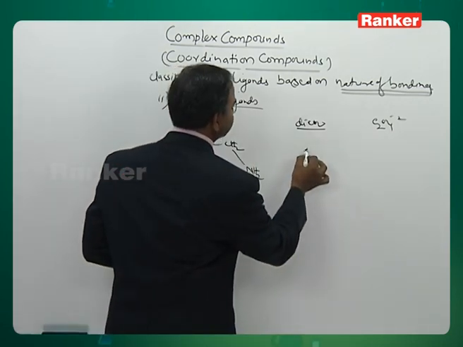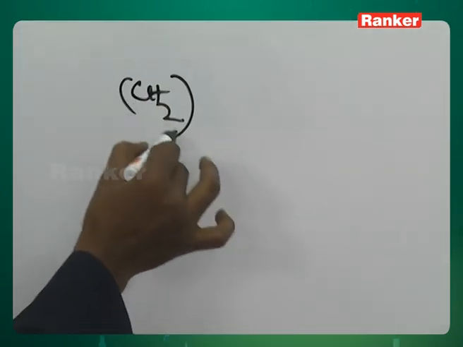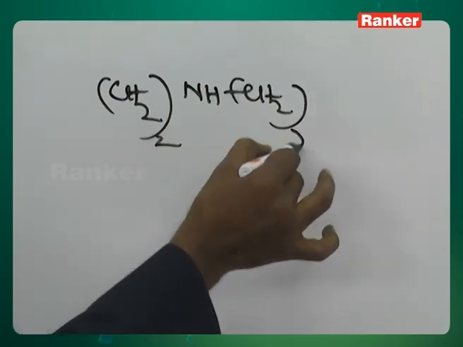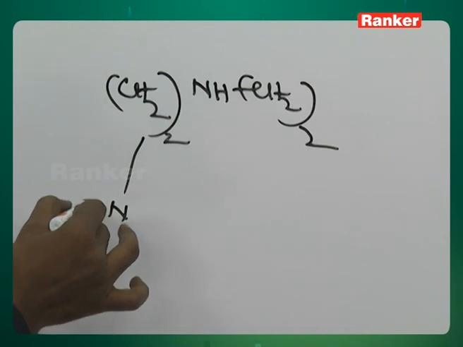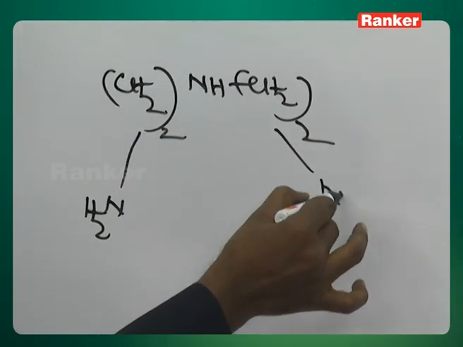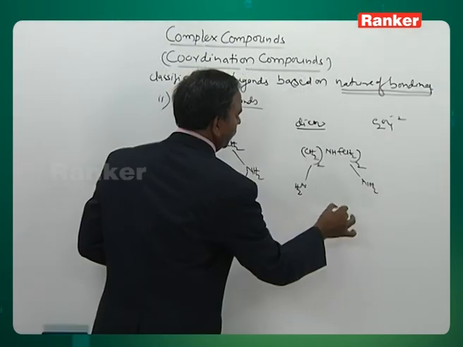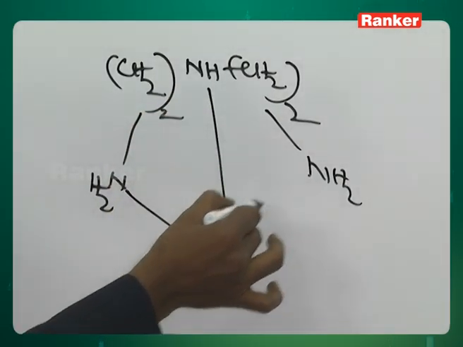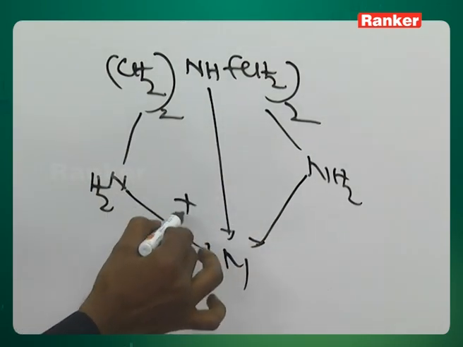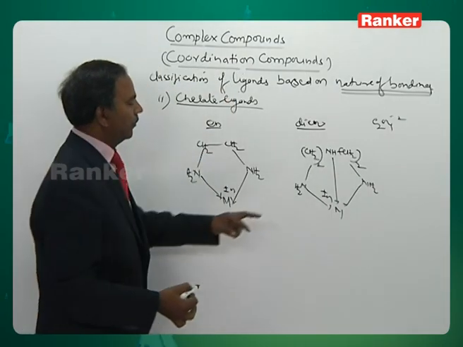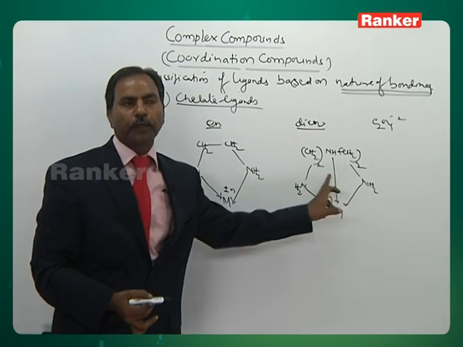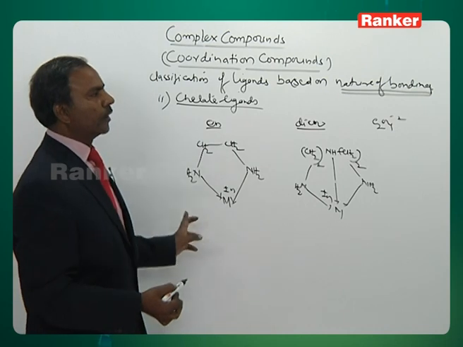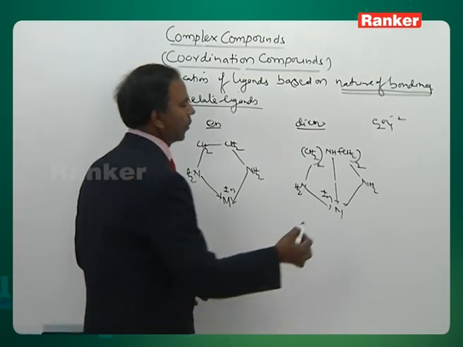Consider dien. It is carrying 3 donor atoms. Next, CH2 taken twice, NH2 and NH2. See, this is 3 donor atoms it is carrying. First donor, second donor, third donor. Then around the metal ion you are getting 2 rings. These 2 rings we call chelate rings. The ligand is a chelate ligand. Ethylene diamine and dien, let me show overall.